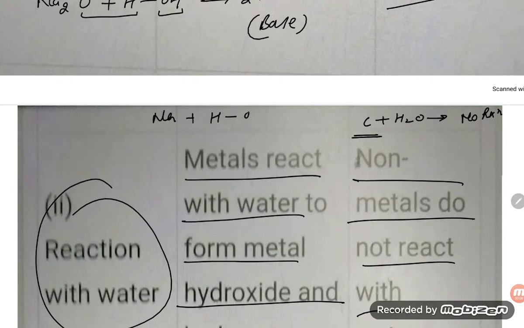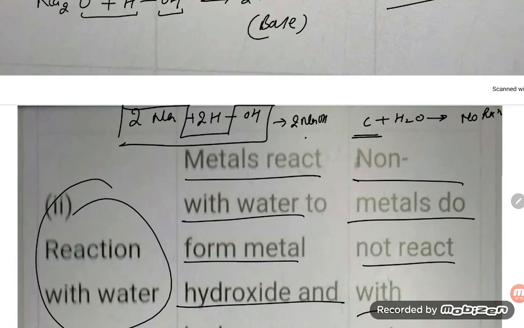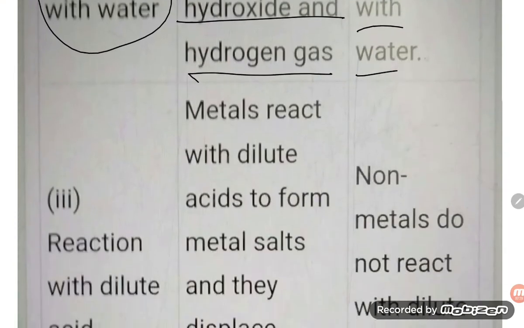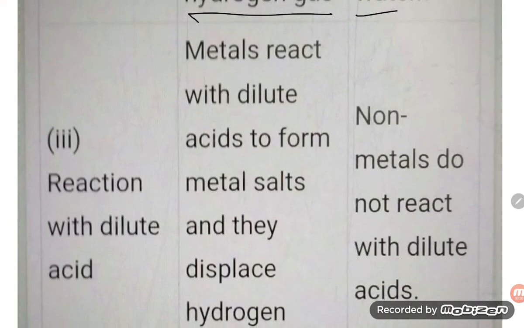If you talk about a metal, suppose sodium, if you treat it with water, HOH, take 2 moles of sodium and 2 moles of water, you will find sodium hydroxide is formed, 2NaOH, and together it will give hydrogen gas. So metals react with water to release hydrogen gas and form metal hydroxide, while non-metals do not react with water.